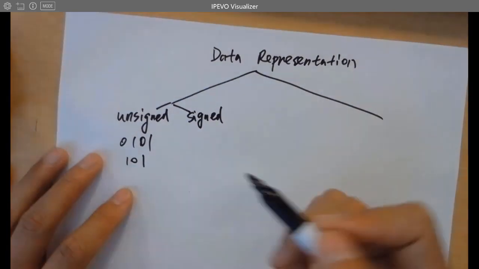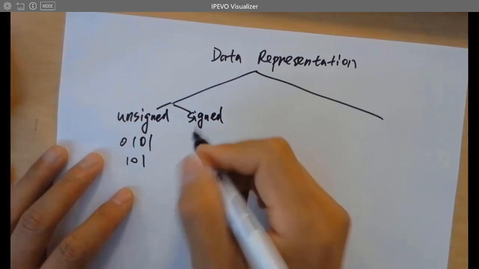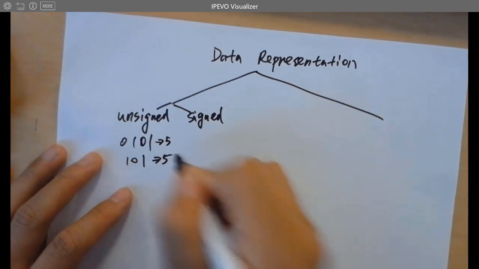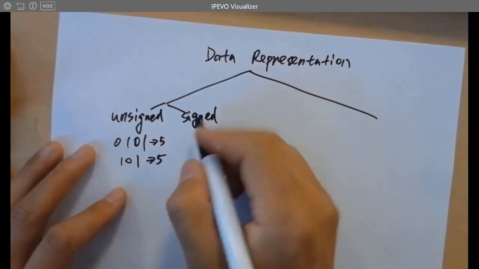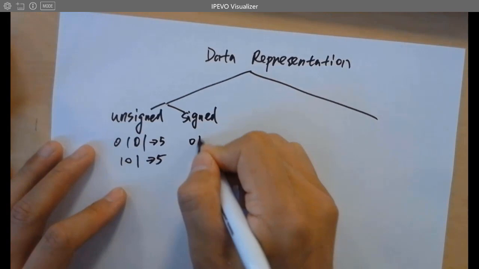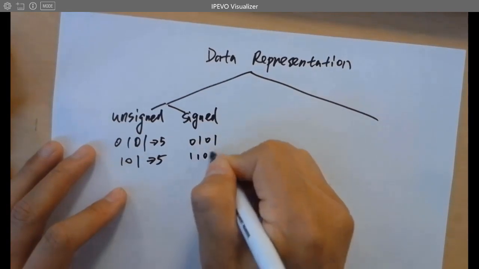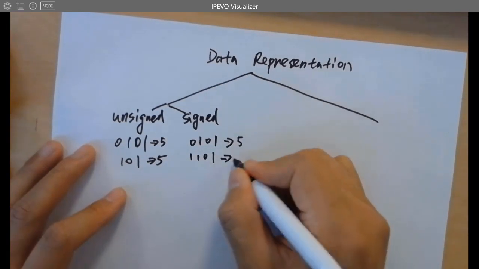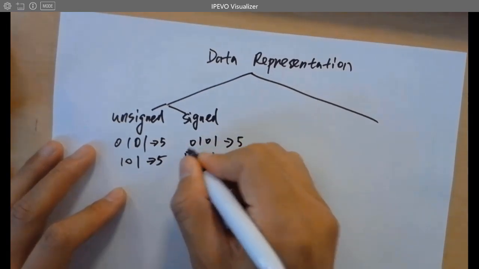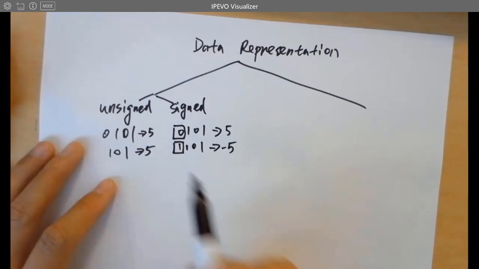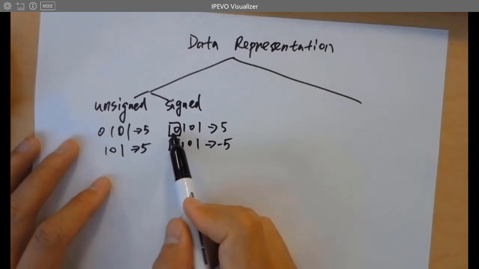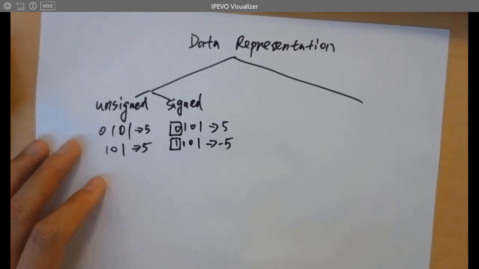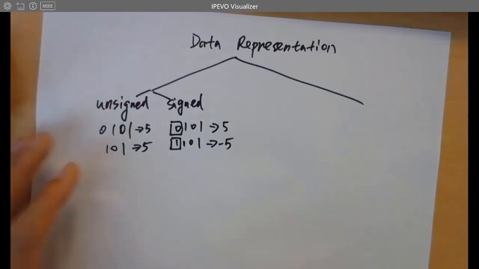For the signed version, we use the MSB as a sign. So let's write it down. This is 5, and this is minus 5, because this digit is being used as a sign. That's a minus sign, that's a plus sign. That's positive 5, that's minus 5. But there will be a problem. So what's the problem?